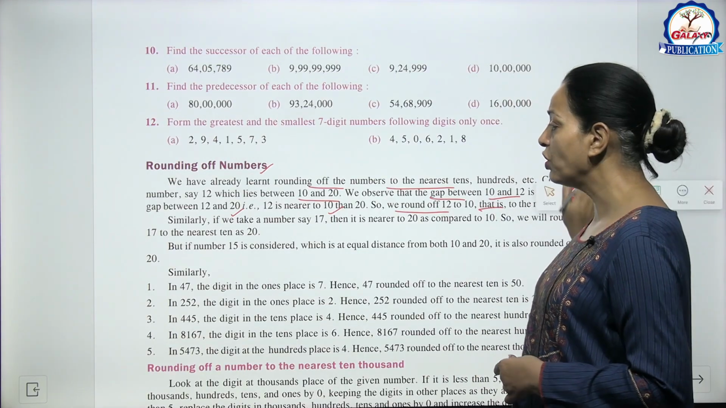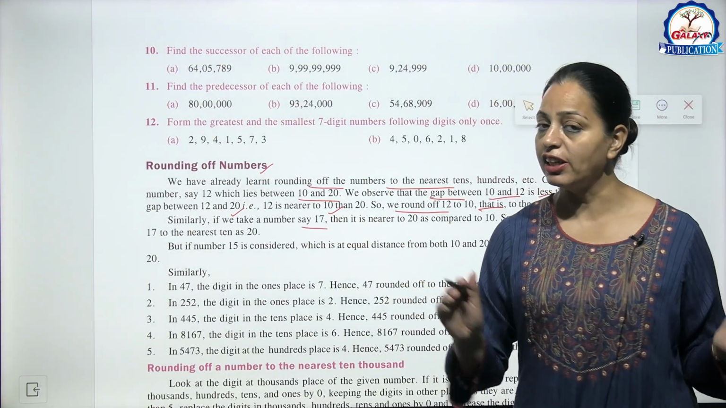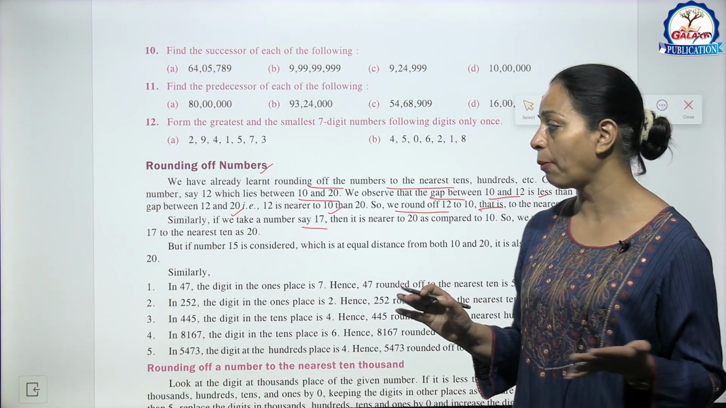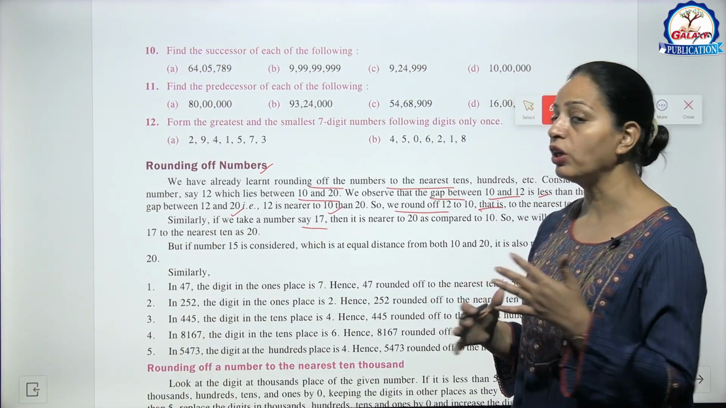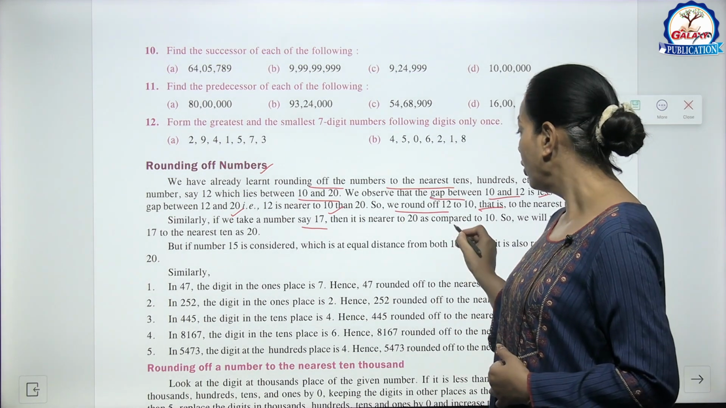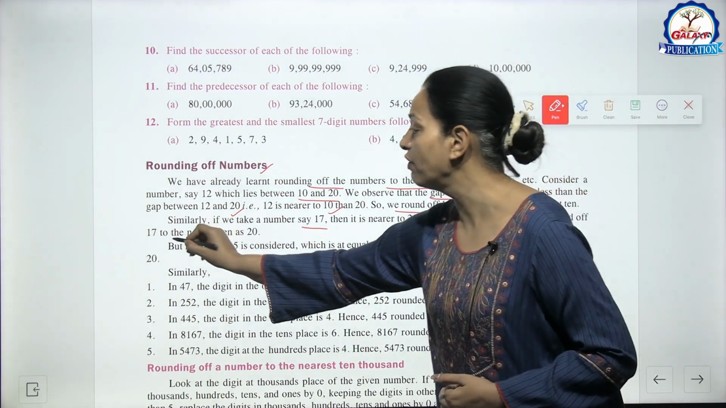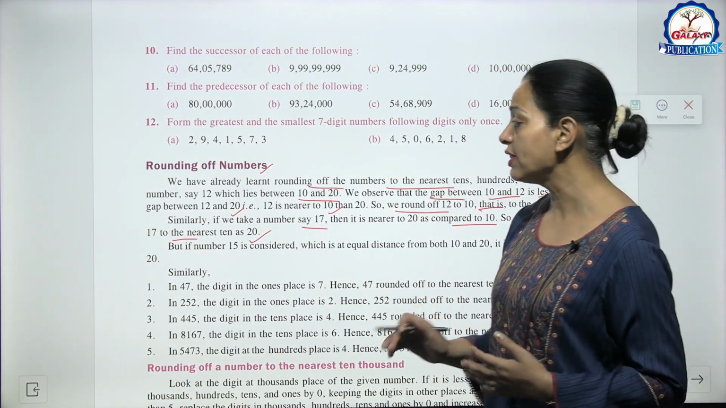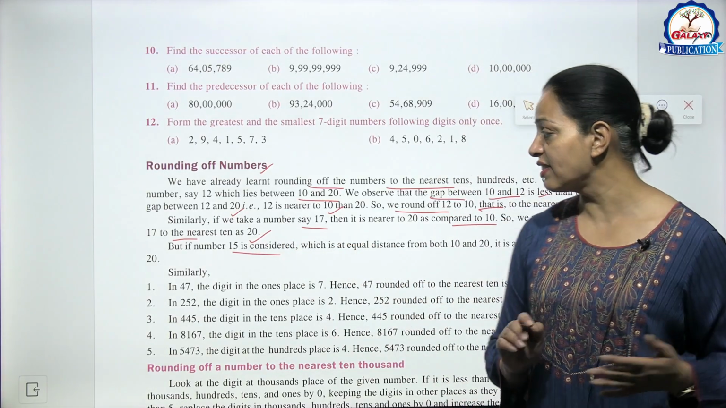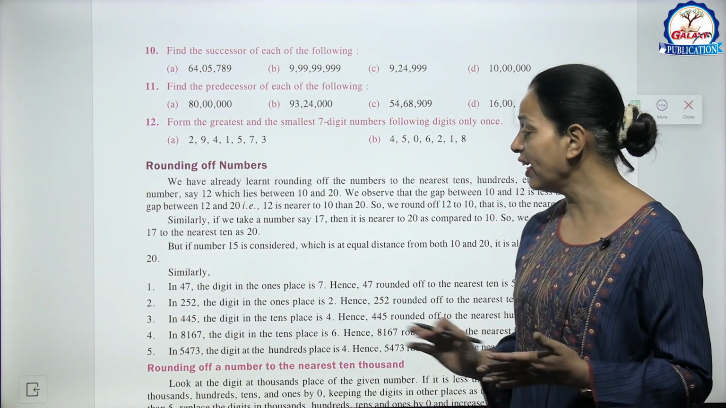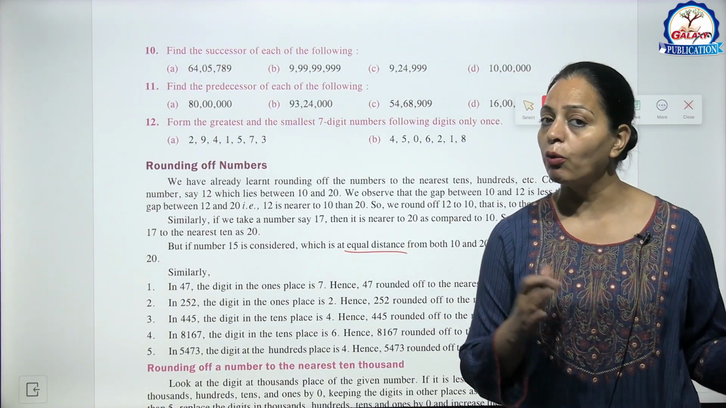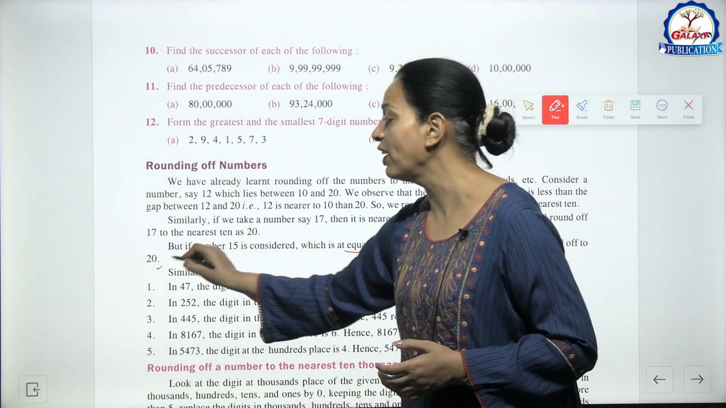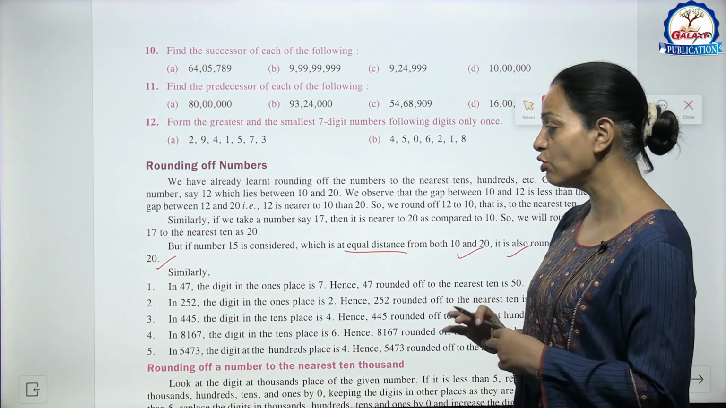So similarly, if we take a number say 17, 17 is also between 10 and 20, but it is nearer to 20 as comparison to 10. तो जब हम इसको nearest round off करेंगे, then we can see we will round off 17 to the nearest 10 as 20, right? So but if number 15 is considered, now you can see 15 is at equal distance from both 10 and 20, but हम इसे round off करेंगे 20 में. Okay, I hope this is clear to you.